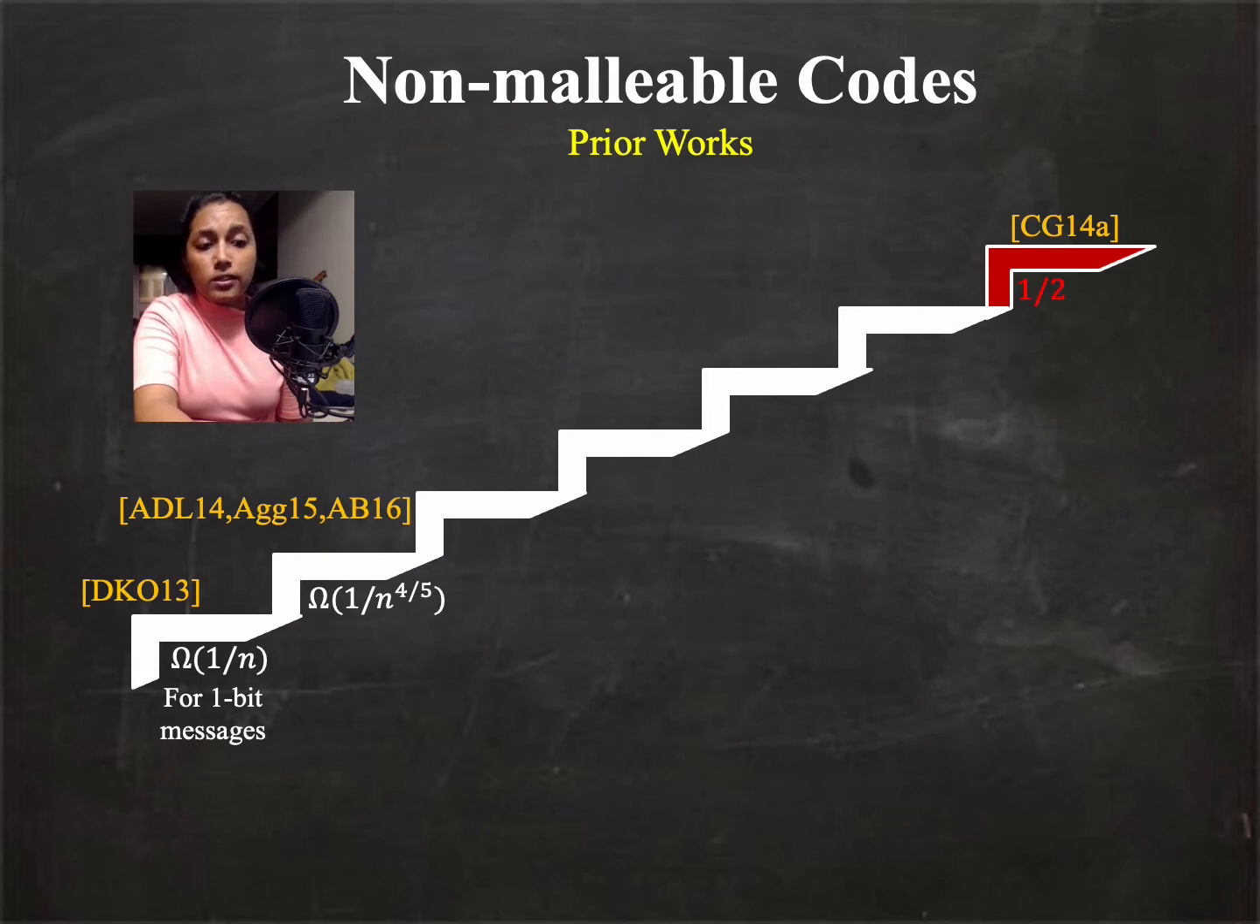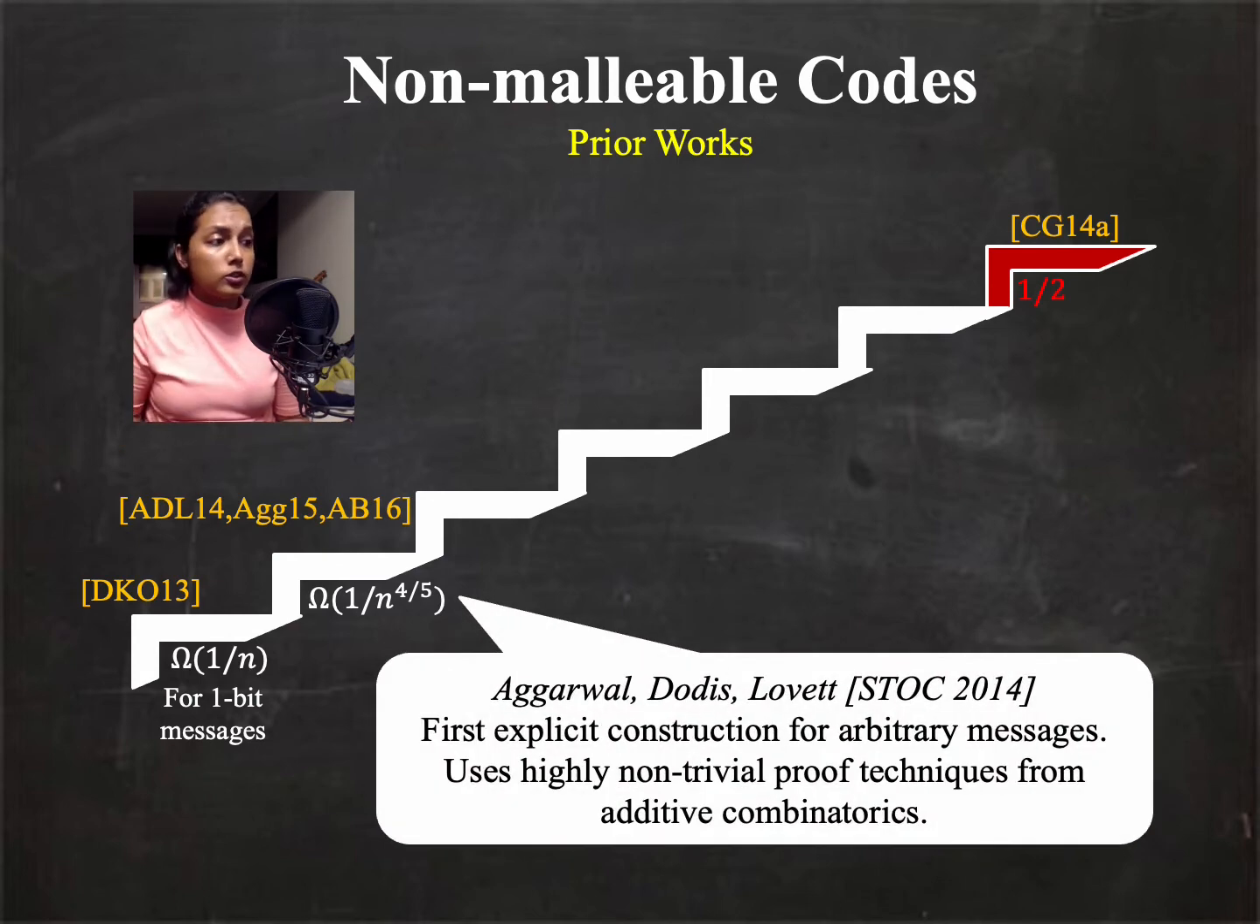Subsequently, this was extended to give a more general construction for arbitrary messages. This was the first explicit construction for arbitrary messages, due to Aggarwal, Dodis and Lovett in STOC 2014. And the rate of the scheme is omega of 1 over n to the 4 by 5, again inverse polynomial, through a sequence of optimizations. Both these constructions rely on similar proof techniques, both of which are non-trivial. And particularly the arbitrary message construction requires additional complex theorems from additive combinatorics.